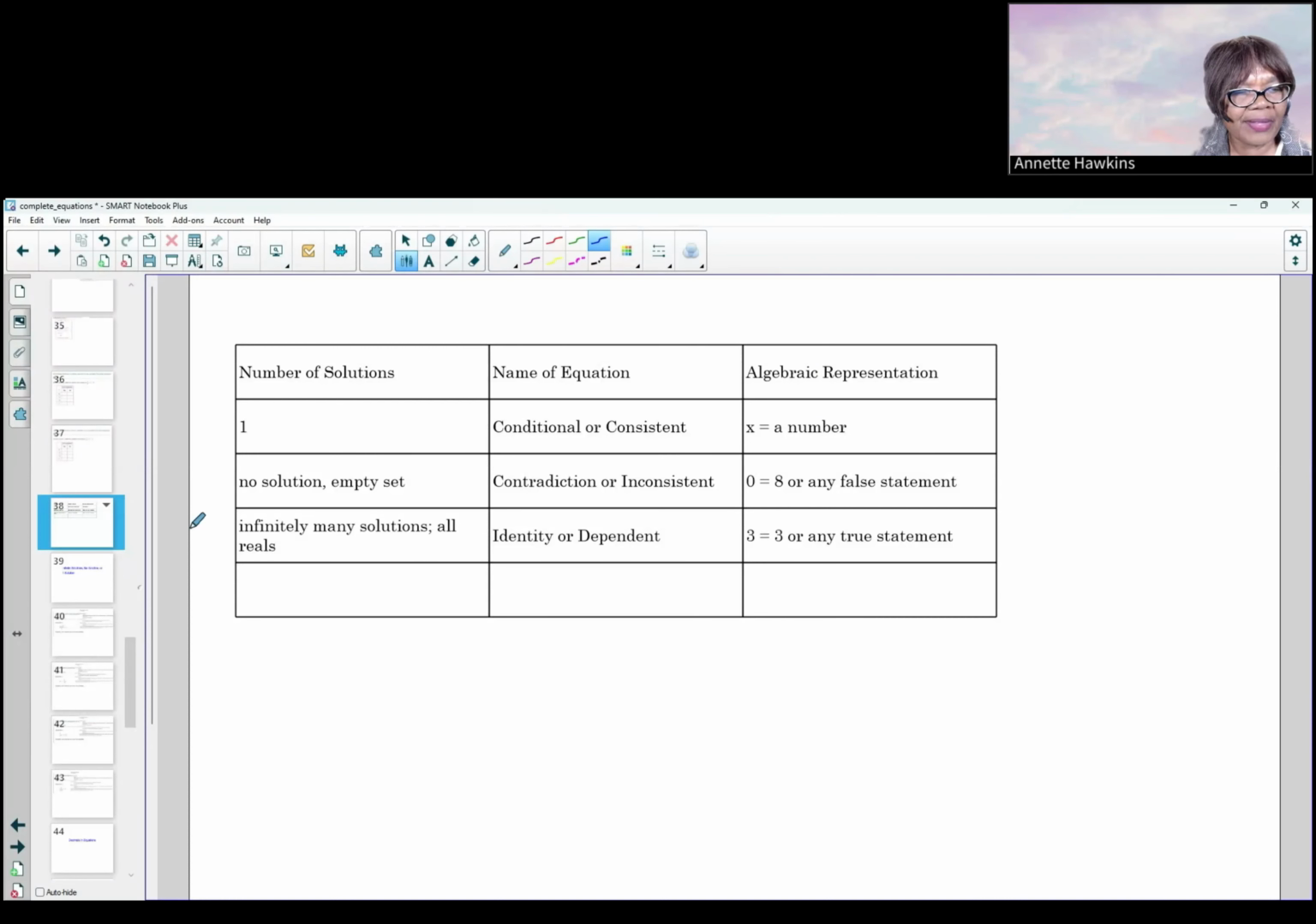Or we can get infinitely many. Infinitely many means that whatever number we want to put in, it will work. Okay, so it's infinitely many, it's all reals. This is an identity or it is a dependent equation, dependent system. And you can recognize it because it'll end up with a true statement. If it ends up as a true statement, then it's infinitely many. If you end up with a false statement, then it's going to be the empty set. Okay.